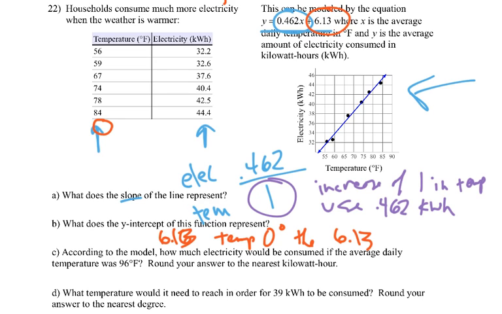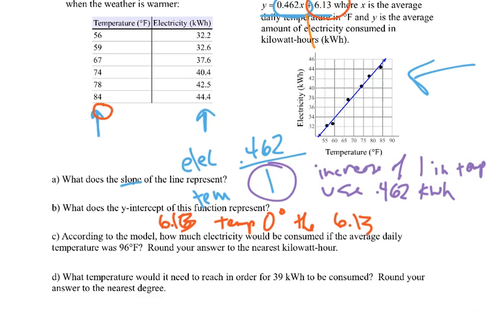Now it says, according to this model, how much electricity would be consumed if the average daily temperature was 96 degrees Fahrenheit? Okay, so that's our input value, so I'd go y equals 0.462 times 96 for our degrees plus 6.13. And I'm just going to plug that into a calculator, right? So 0.462 times 96 plus 6.13. Type that in, and it says round to the nearest kilowatt hour, so that's 50.48.